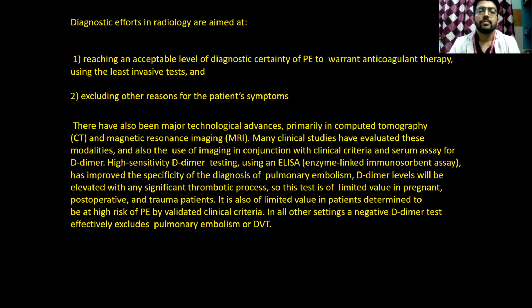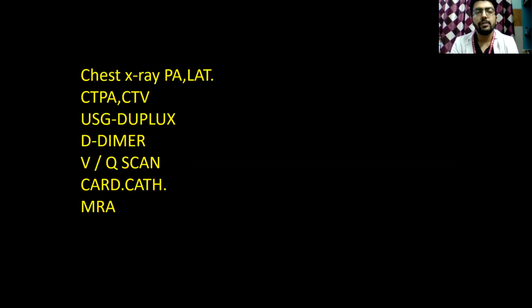High sensitivity D-dimer testing using an ELISA has improved the specificity of the diagnosis of pulmonary embolism. D-dimer levels will be elevated with any significant thrombotic process. So this test is of limited value in pregnant, post-op, and trauma patients. It is also of limited value in patients determined to be at high risk of PE by validated clinical criteria. In all other settings, a negative D-dimer test effectively excludes pulmonary embolism or DVT.